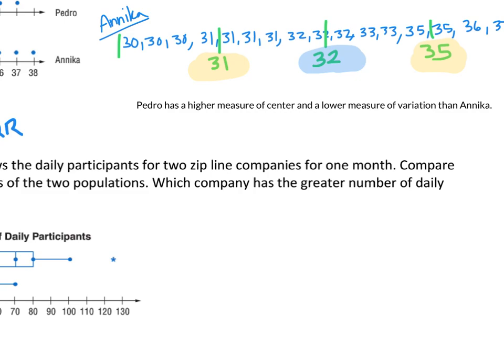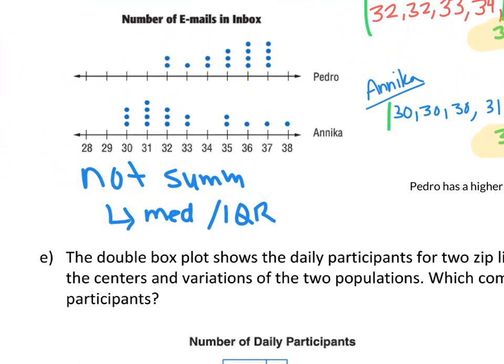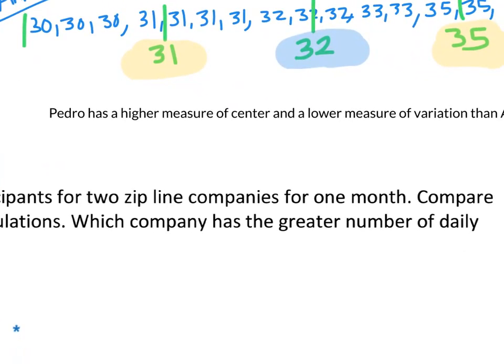And our inference, well, if you look at the graph, the plot, the data, it looks like Pedro gets more emails. So that's going to be our inference. Generally, Pedro gets more emails.